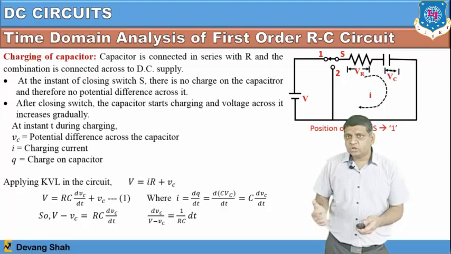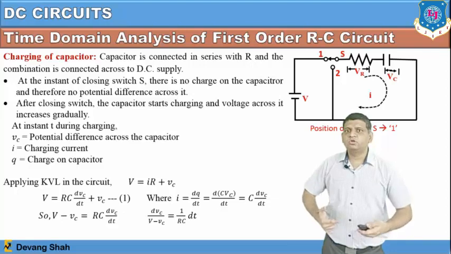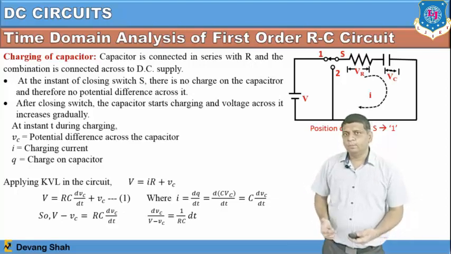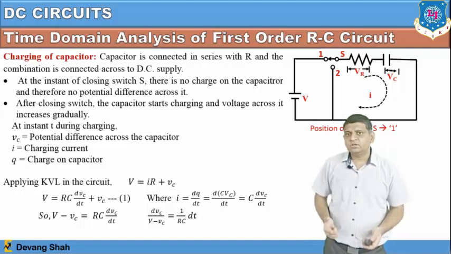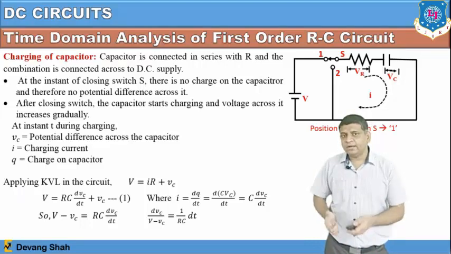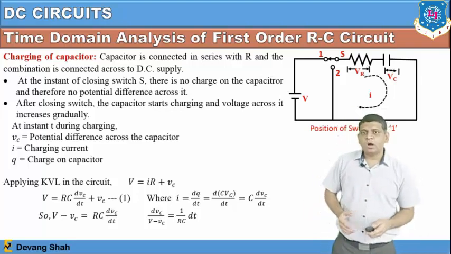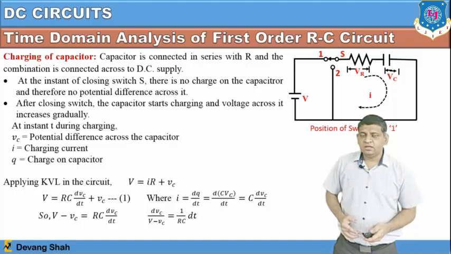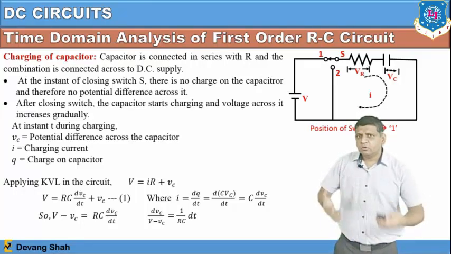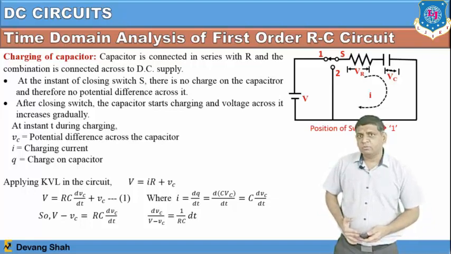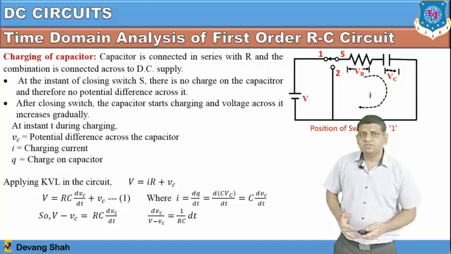The charge Q is equal to C into V, where V is the voltage drop across the capacitor. So current I is equal to C dVc by dt. If I put this term in equation number 1, I find V is equal to RC dVc by dt plus Vc. Now I am rearranging the equation, and you will find V minus Vc is equal to RC dVc by dt.